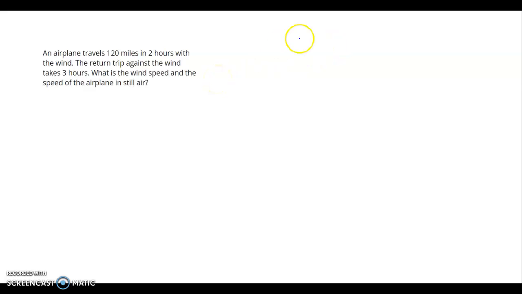An airplane travels 120 miles in 2 hours with the wind. The return trip against the wind takes 3 hours. What is the wind speed and the speed of the airplane in still air?